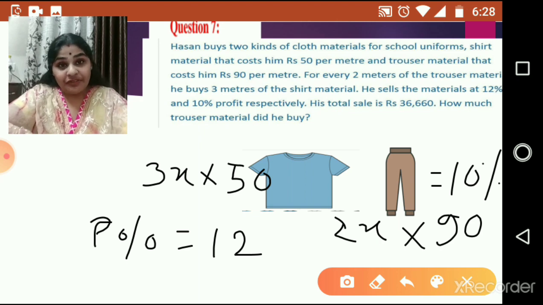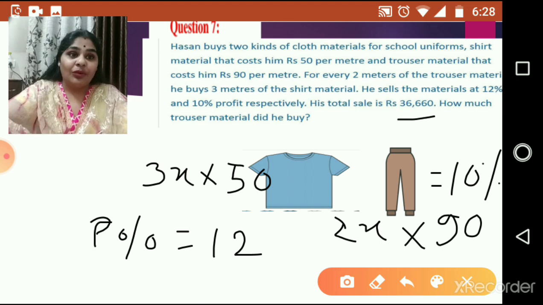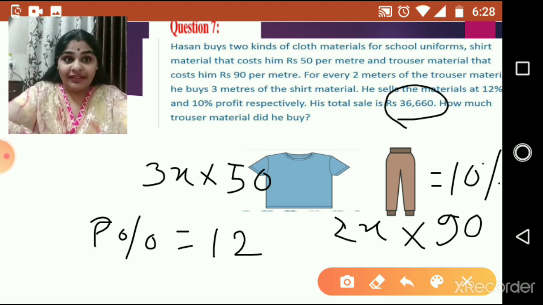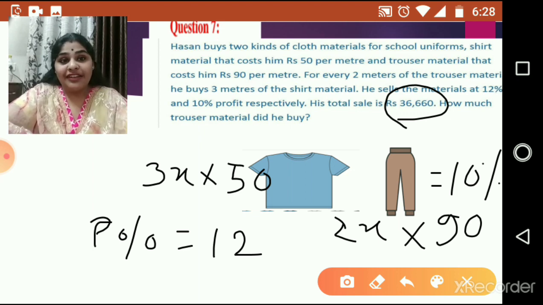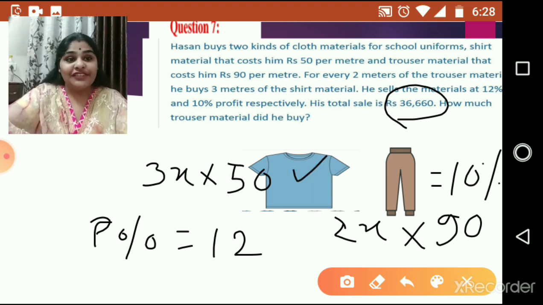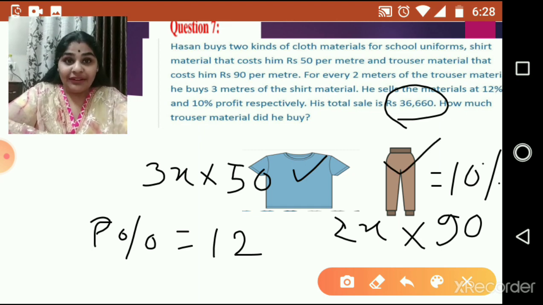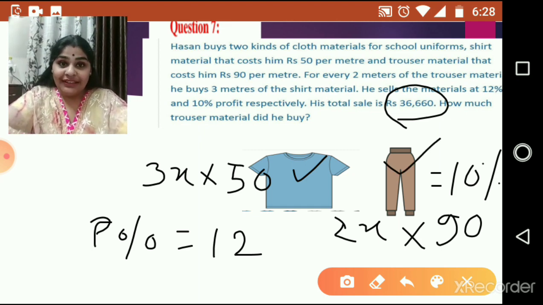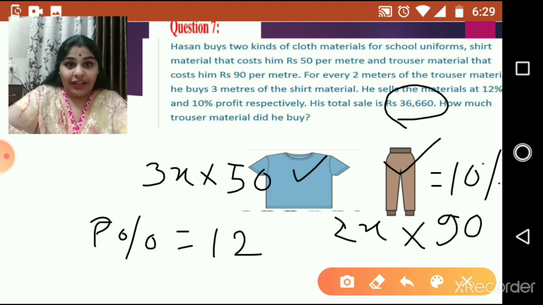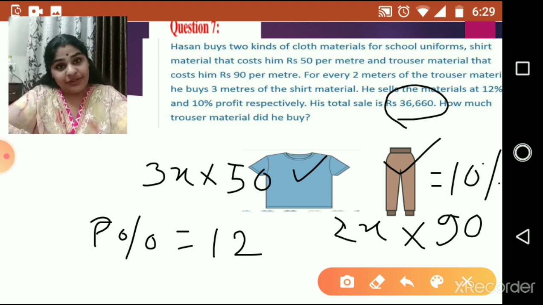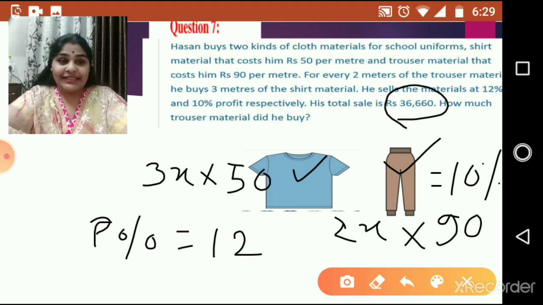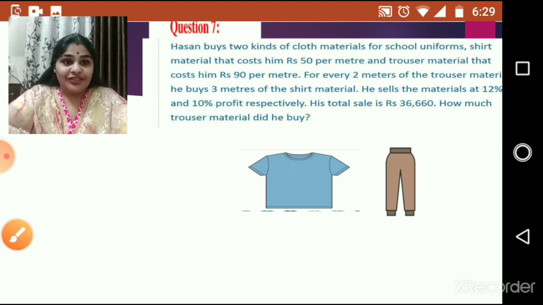So let us find first selling price and then we can substitute, and his total sale was 36,660. So once we get the selling price of shirt material, once we get the selling price of trouser material, we can have an equation that x plus y will be equal to 36,660, and then we can find the value of x, whatever it is. So let us begin with our solution.